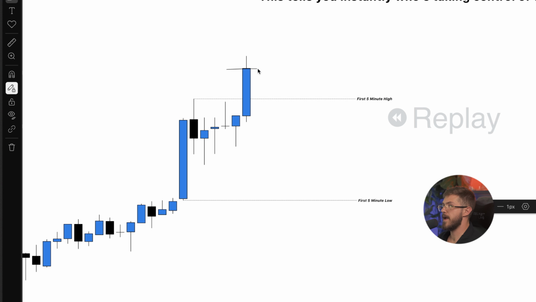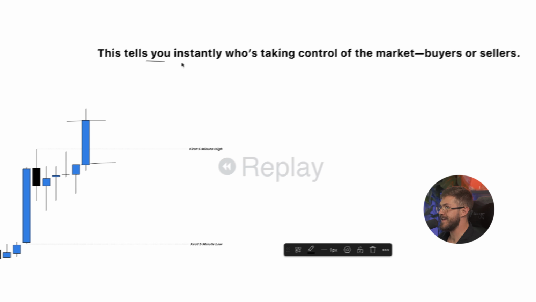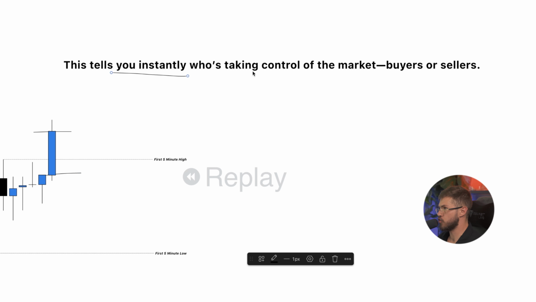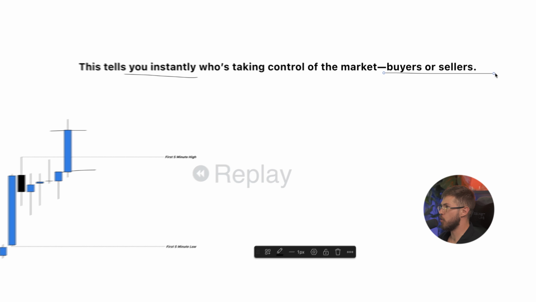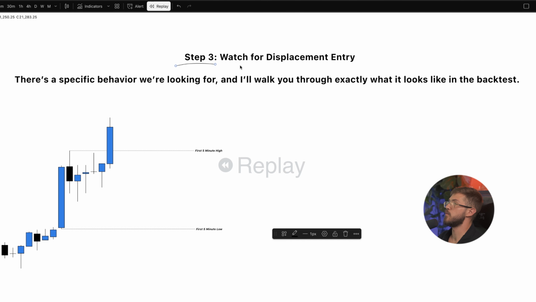Because when you wait for an energetic push, this tells you instantly who is actually in control of the market, whether that's buyers or sellers. And that brings us to step 3, which is to watch for our displacement trade entry. And this confirms our entry and helps us place our stop loss and take profit. Now, there is a very specific behavior that we're looking for, and I'm going to walk you through exactly what it looks like in this backtest, and we're going to go over a ton of examples.